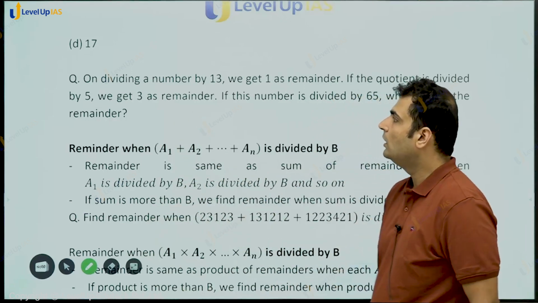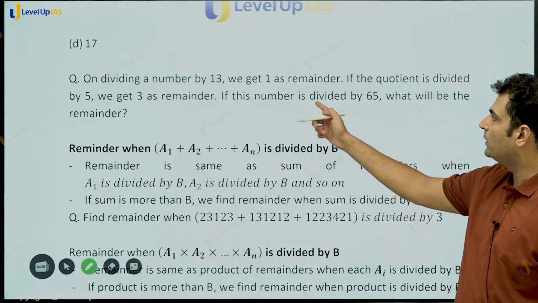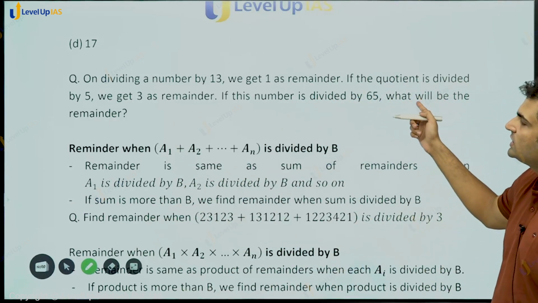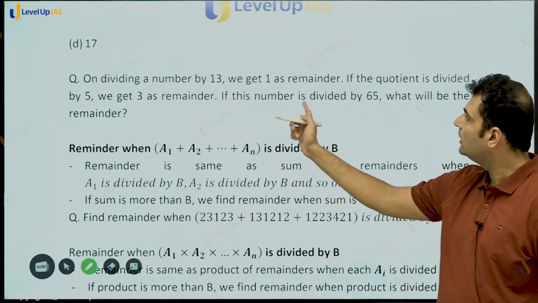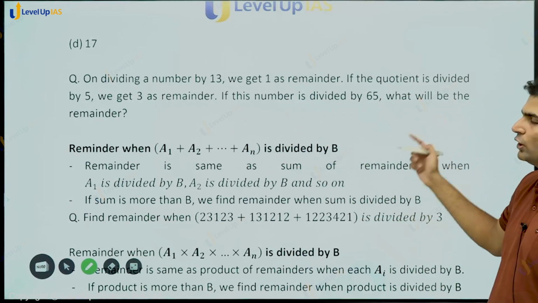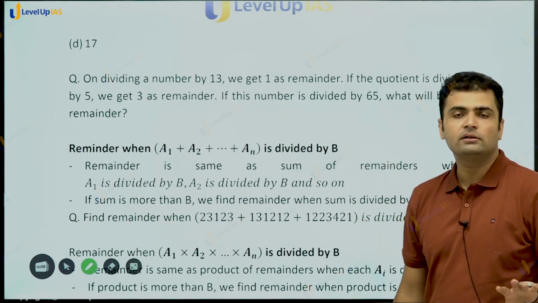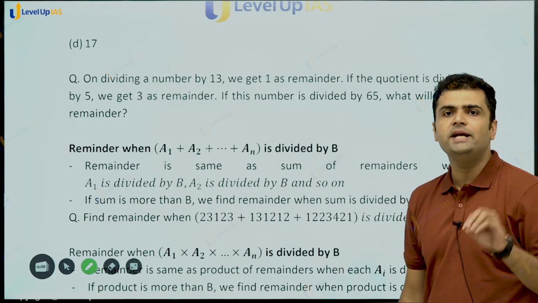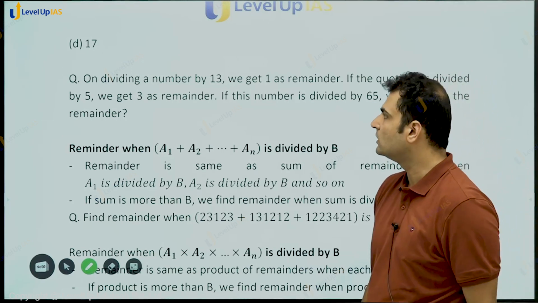Next question. On dividing a number by 13, we get 1 as a remainder. If the quotient is divided by 5, we get 3 as a remainder. If this number is divided by 65, then what will be the remainder? Now, don't get intimidated by the question. Let us just write whatever information is given to us.